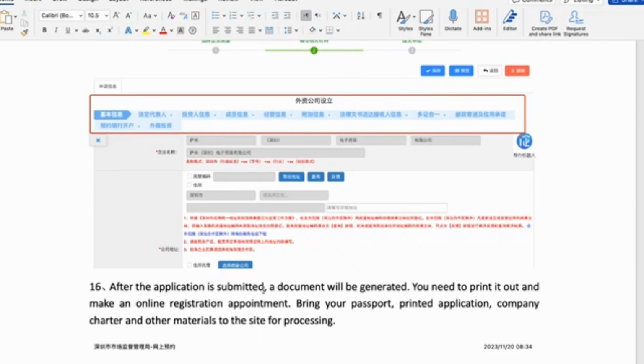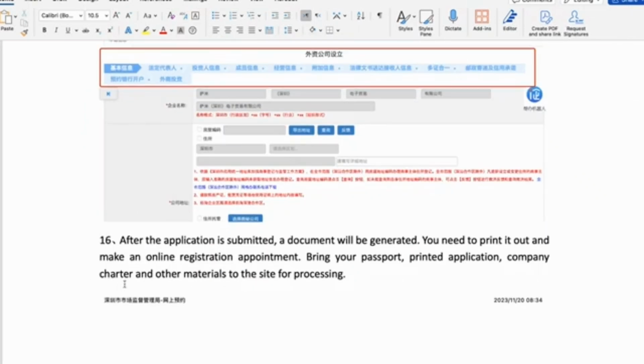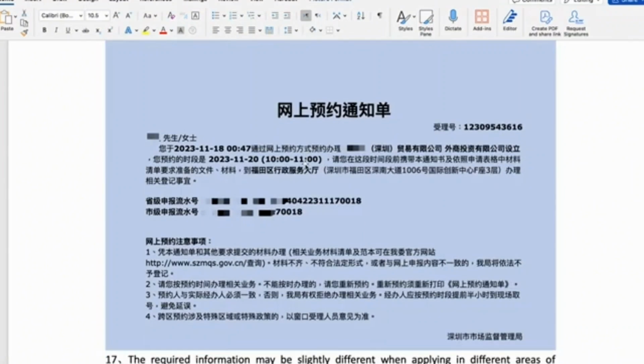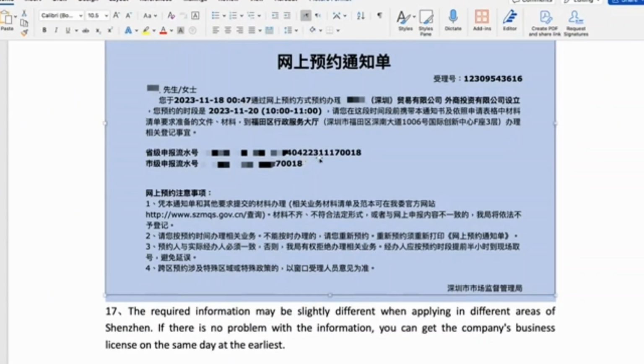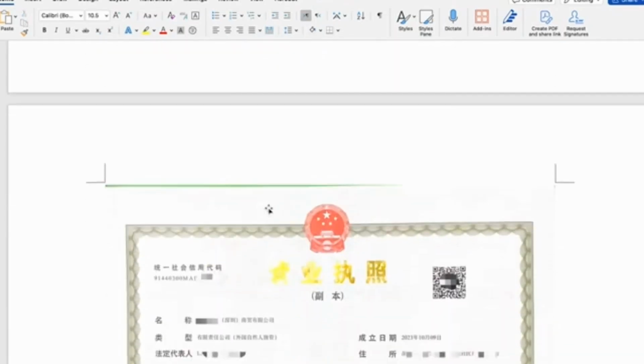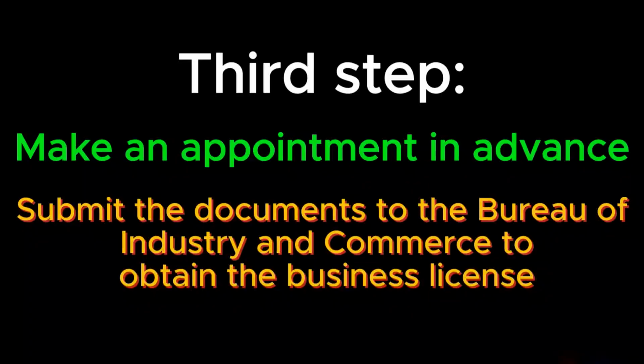Bring your passport and these documents. You will also need to book an appointment. Print the appointment notice and then bring it. Finally, congratulations, your company is registered. Here is the license symbol.